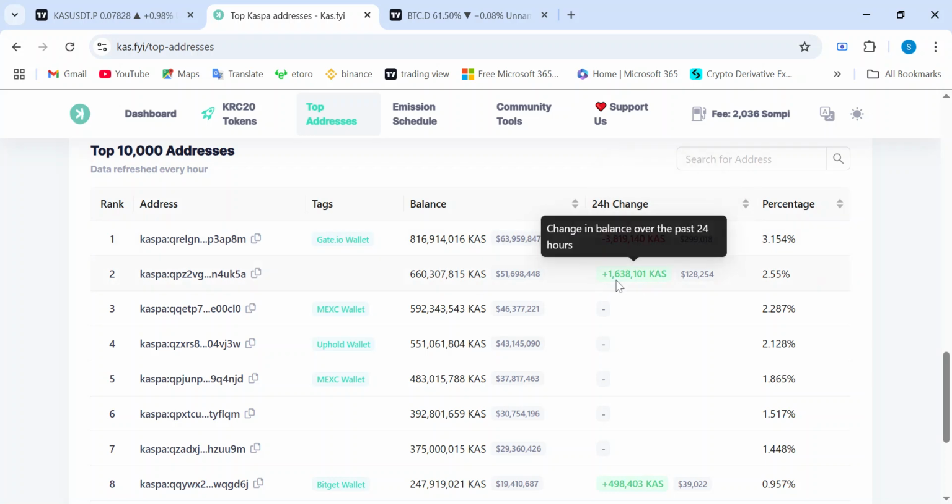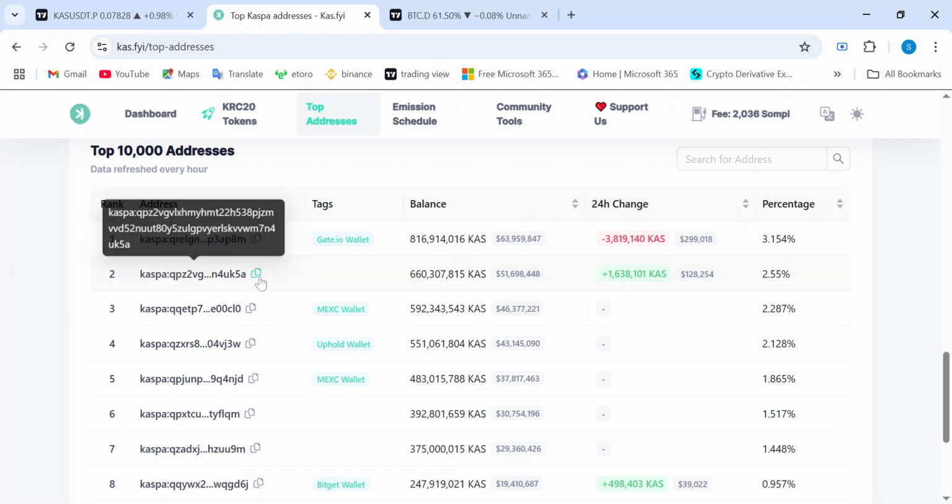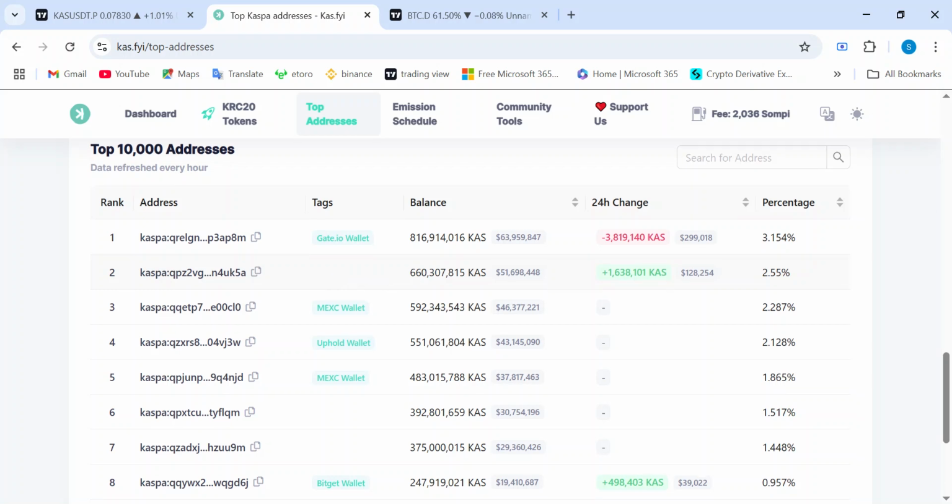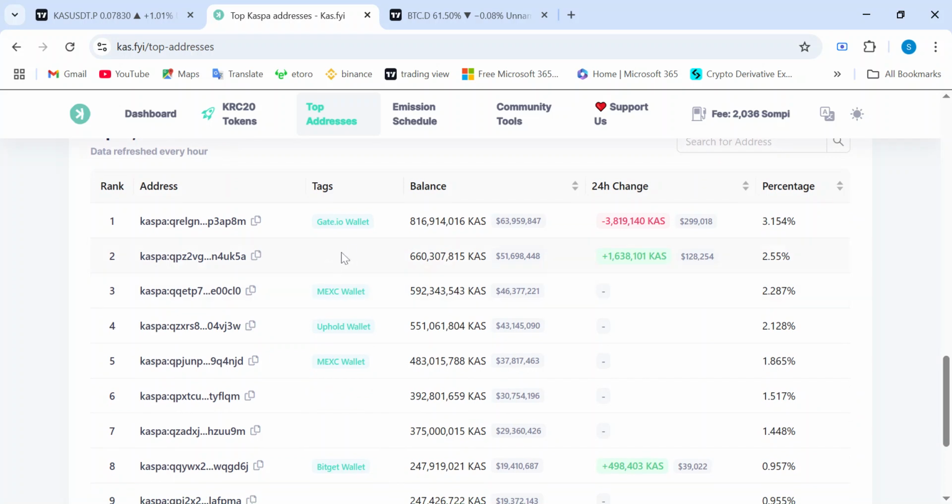Today, they have accumulated 1.6 million KASPA coins. I don't know if they bought it or someone moved it from their wallet to their wallet. I'm sure this is a market maker, and most likely they work together with some kind of tier one exchange. Because if you take a look at their previous purchases, they have been accumulating when KASPA was like 16, 17 cents, and since then, they have not stopped.